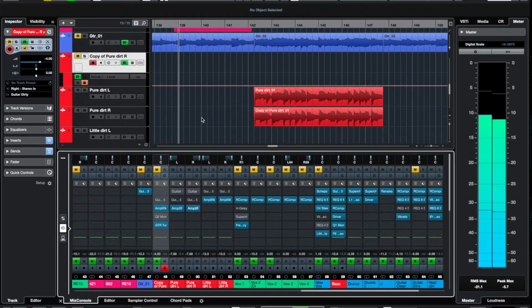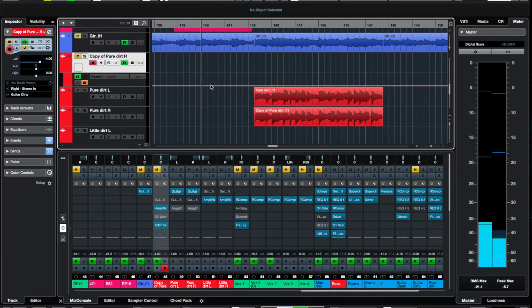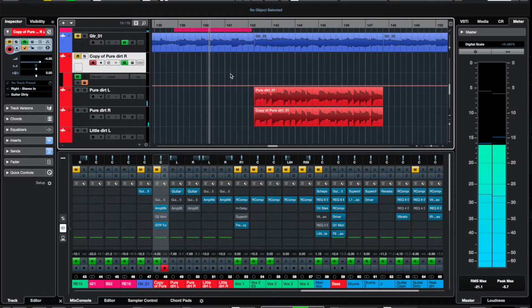Let's listen. So the chorus is using that more distorted sound, but let's change it and see what happens to the feeling if we make it clean.